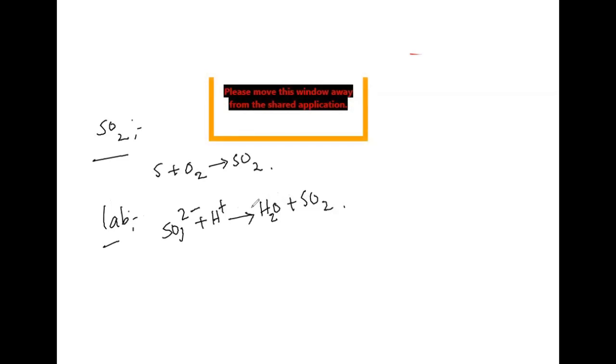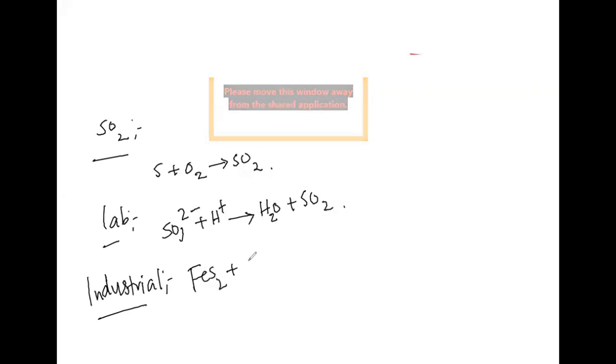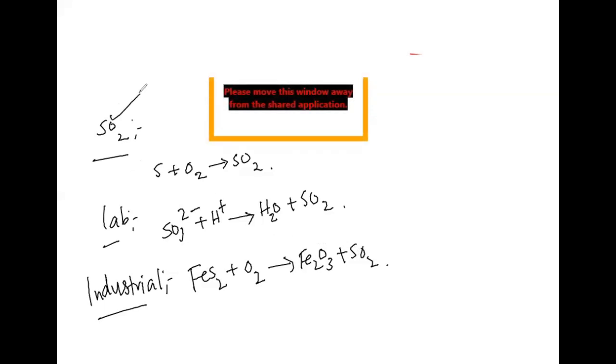But whatever product we produce, we need it in bulk quantity, which is why we go with the industrial method of preparation. For that we take FeS2 plus oxygen, which gives Fe2O3 plus SO2. What is the nature of SO2? It is acidic in nature. That is why it combines with water to produce H2SO3 as the product.